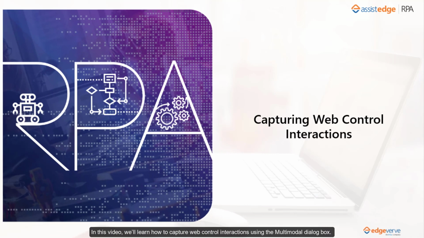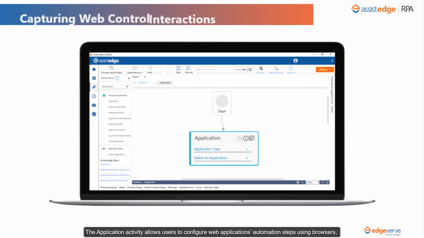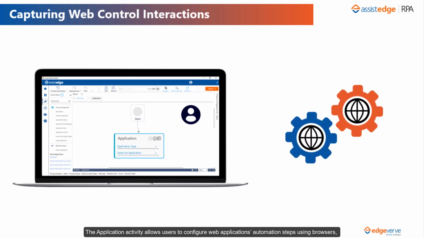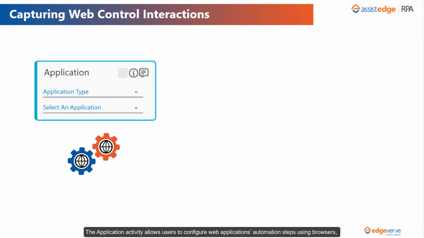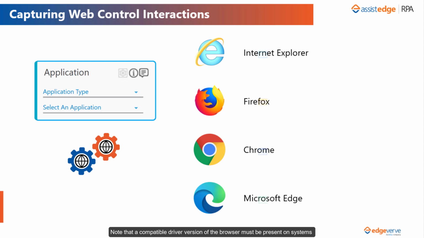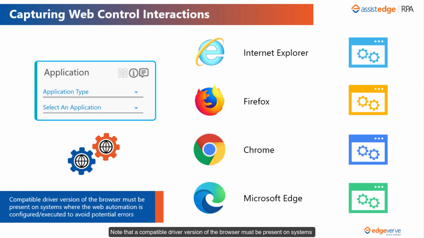In this video, we will learn how to capture web control interactions using the multimodal dialog box. The application activity allows users to configure web applications automation steps using browsers such as Internet Explorer, Firefox, Chrome, and Microsoft Edge. Note that a compatible driver version of the browser must be present on systems where the web automation is configured and then executed to avoid potential errors.